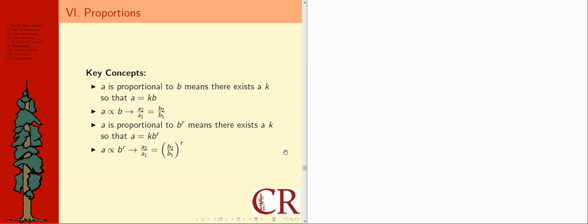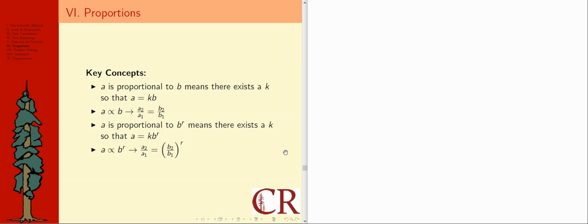So the first statement there says what it means for a variable a to be proportional to a variable b. That means that there exists some k, which we're going to call the proportionality constant, such that a would be equal to whatever that k is times b, always.